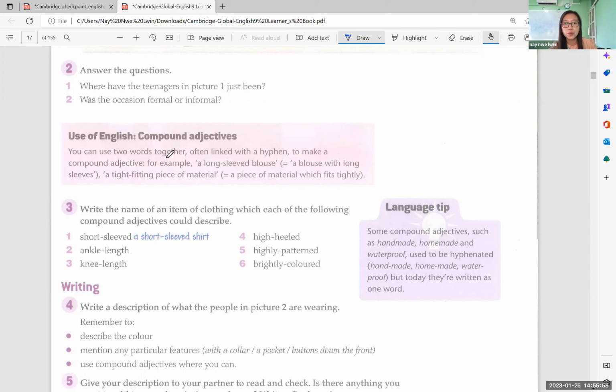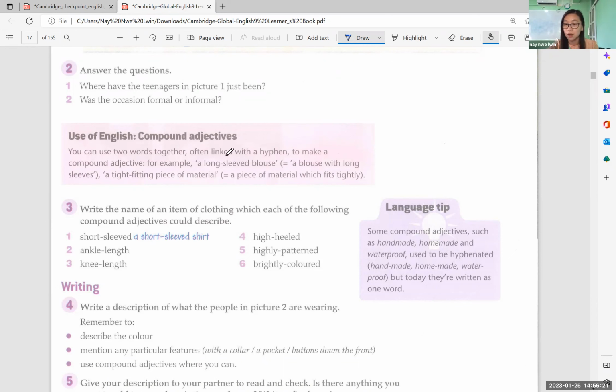So you can use two words together, often linked with a hyphen, to make a compound adjective. So sometimes we need a hyphen there. For example, a long sleeve blouse. A blouse with long sleeves becomes a long sleeve blouse or long sleeve charm.